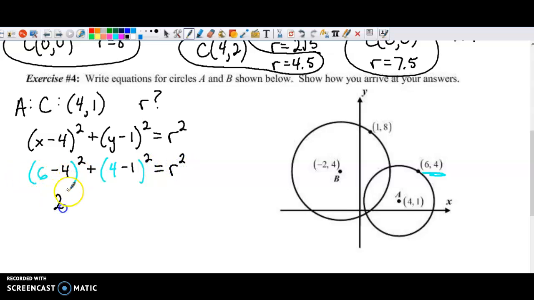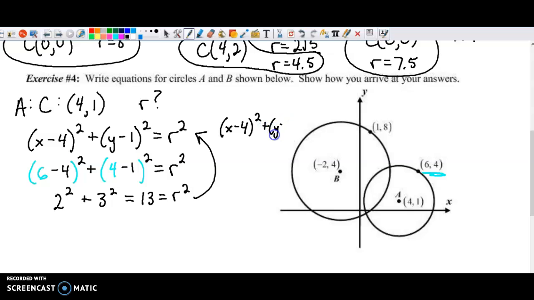So here I would have 2 squared plus 3 squared. Well, 4 plus 9 is 13 equals r squared. So I can go back up to this problem and I can say that circle A then is this equation, x minus 4 squared. And that's the thing, is you don't want to square root this because we want r squared as part of our answer.